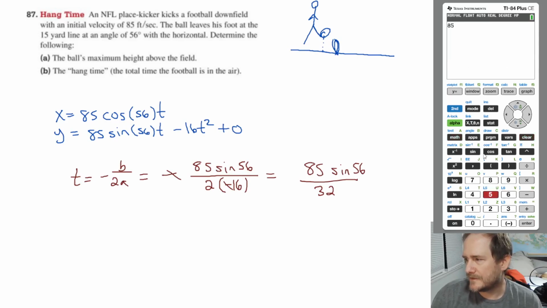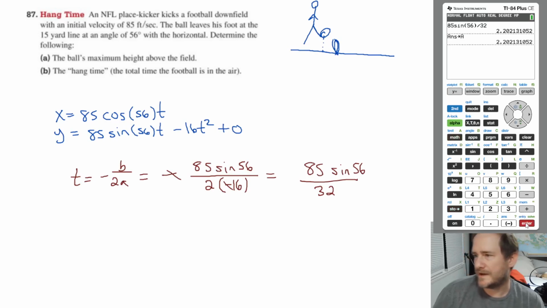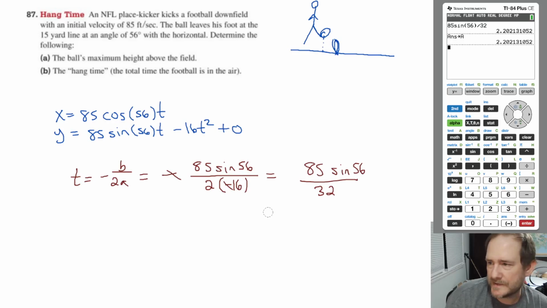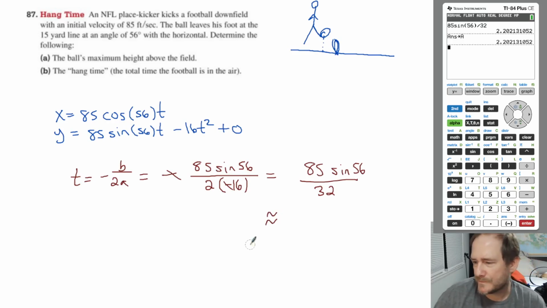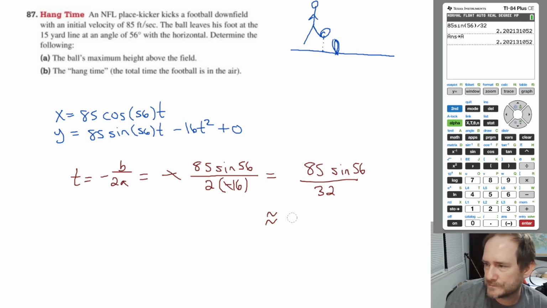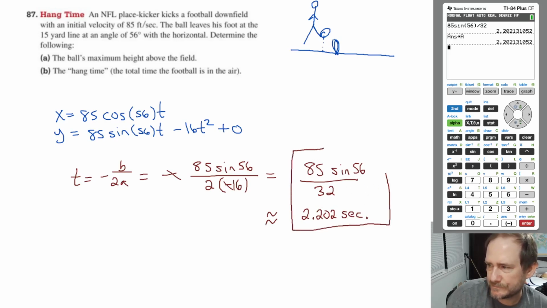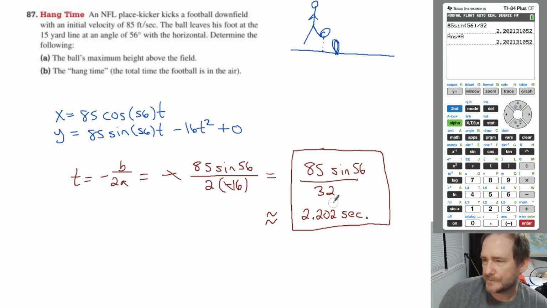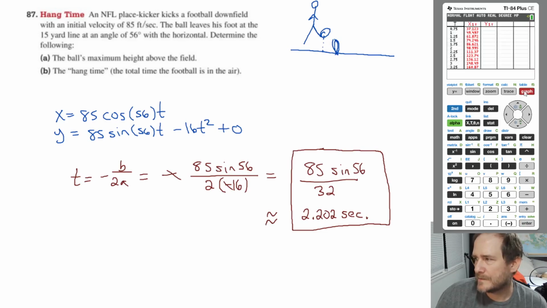So what is 85 sine 56 divided by 32? 2.202. Store that as A. You can tell me that this number is approximately 2.202, but make sure you're giving me the exact expression. I want that more than the decimal. Now that's not the maximum height, of course, that's the time when the maximum height occurs.